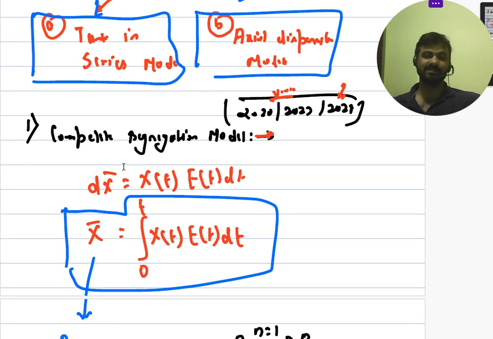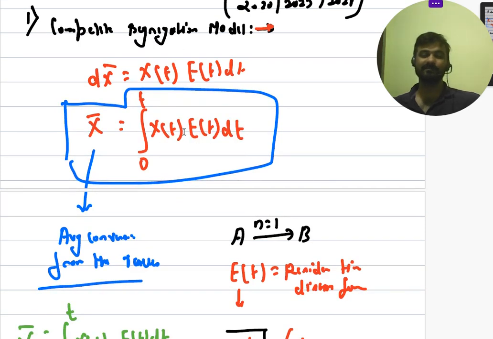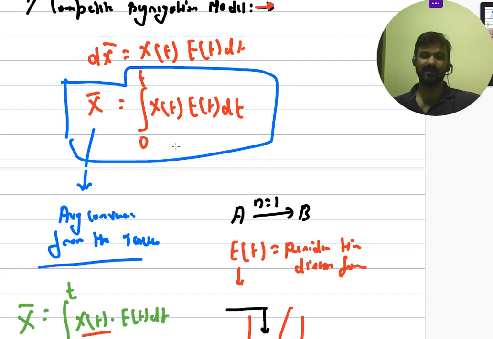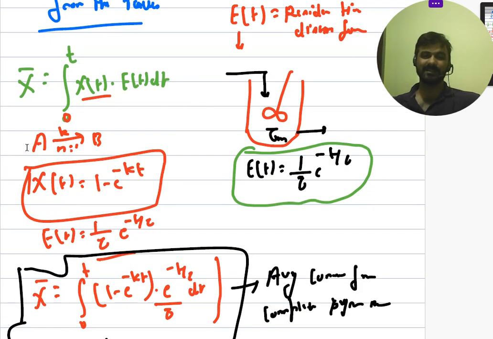In the complete segregation model, you can see that the overall conversion, that is the average conversion inside the reactor, will be equal to the integral from 0 to infinity of X(t) E(t) dt. This is a zero parameter model. So here, if you know the exit distribution function, that is the RTD function, then very easily you can calculate the overall conversion inside the reactor by using this zero parameter model. And X(t) you can calculate for first order, zero order, second order, and any other order reaction.